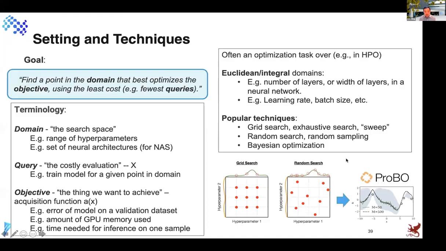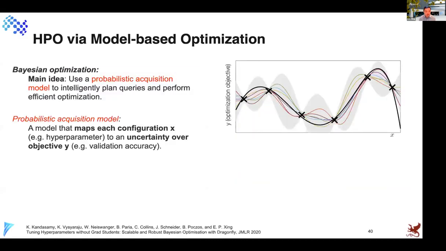What I'm going to talk about is an approach called probabilistic Bayesian optimization, which is an instance of the model-based approach because it gives you a lot of appealing features in terms of cost saving and in terms of predictability. Here is a high-level picture about model-based optimization using the HPO as an example. We begin with defining our goal: to use a probabilistic acquisition model to intelligently plan queries and then perform efficient optimization, right? So this probabilistic acquisition model is essentially a distribution of different scenarios of query and rewards.